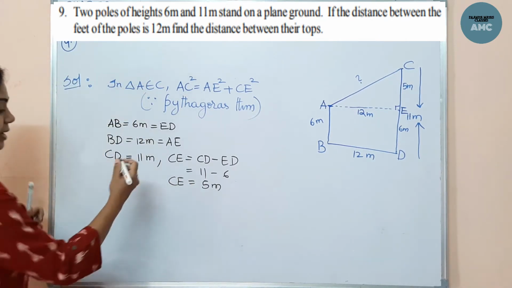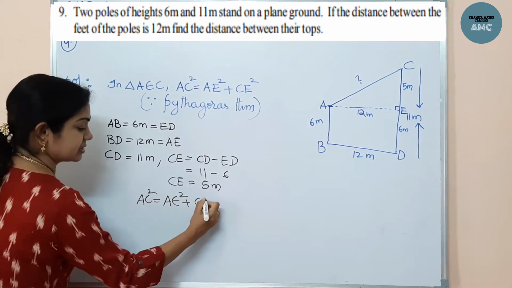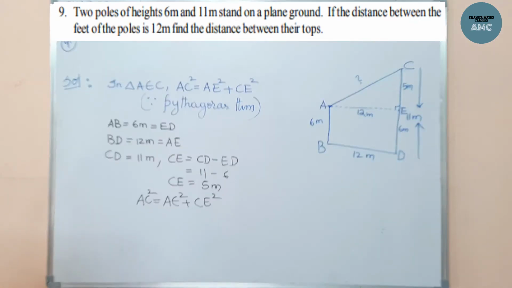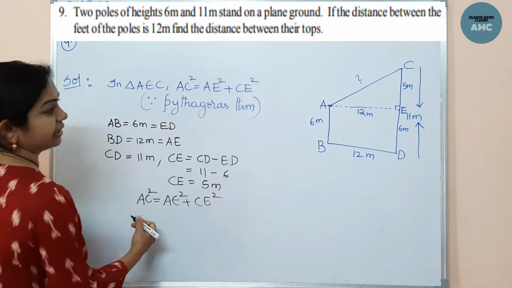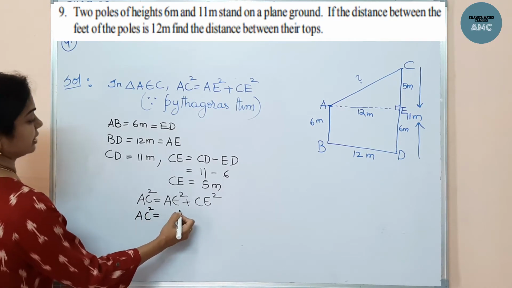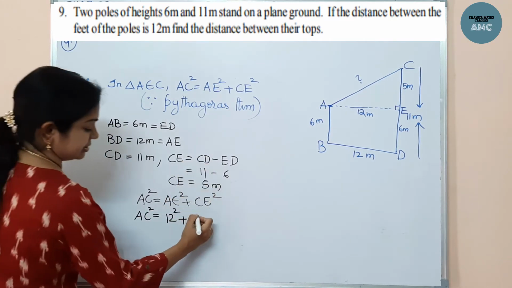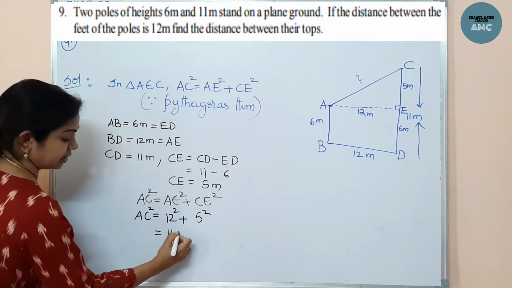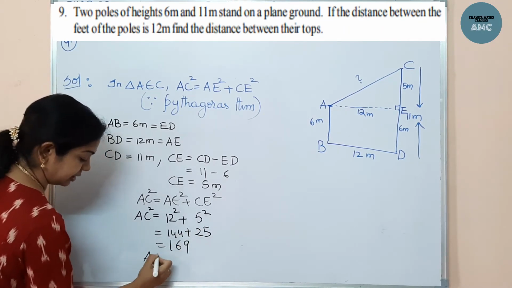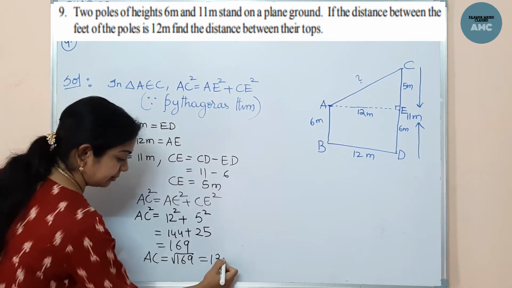Now we will apply the Pythagoras theorem. AC square is equal to AE square plus CE square. AC is not given. AE is 12 meters, so 12 square plus CE is 5 square. So this is 144 plus 25, that is 169. So clearly AC is root of 169, that is nothing but 13 meters.